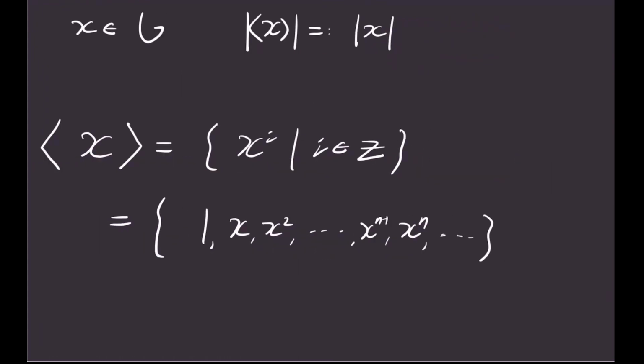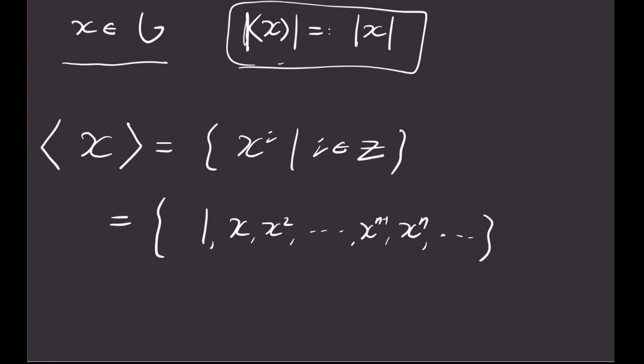The order of some element in a group is defined by this: the cardinal number, this means cardinal number, right? The cardinal number of the subgroup generated by X. This is the definition of the order of X, right? And we have to understand X deeply. So we can write the subgroup generated by X like this.